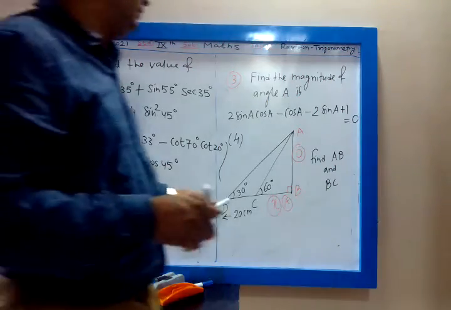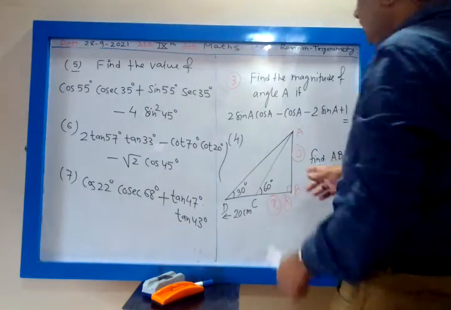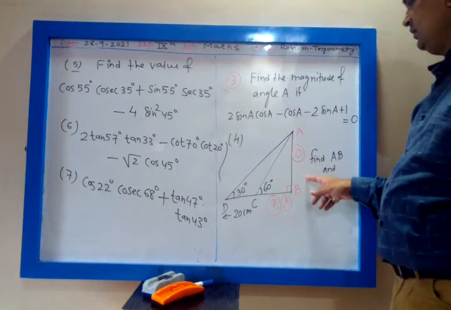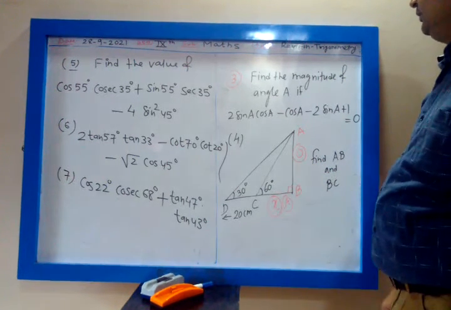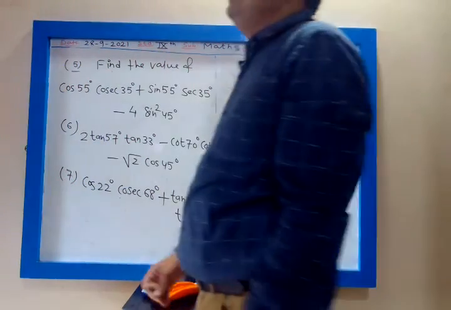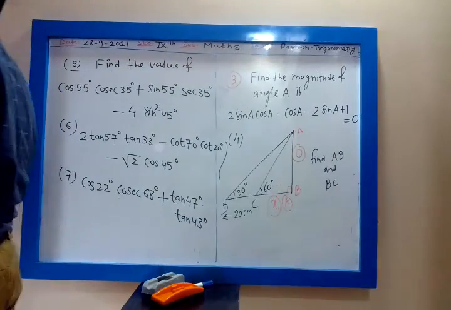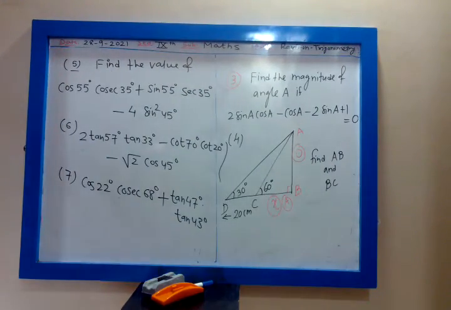Everybody has got the answer of this one. What answer? Fourth answer, BC is X. And certain values you have to remember: root 3 is 1.732, root 2 is 1.414.